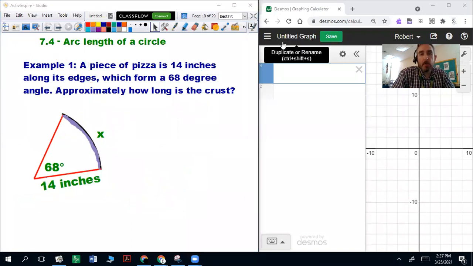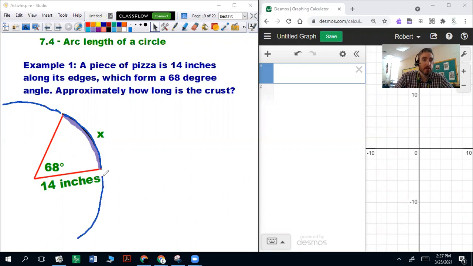Let's look at example 1. A piece of pizza is 14 inches along its edges, which form a 68-degree angle. Approximately how long is the crust? So I want to know this length here, x. So if I want to know that length, this 14, that's going to be the radius. Picture this just being a circle. Pizzas typically are in circles. So just imagine this is going to keep going around forever. And this is going to be your radius, 14. So our radius is 14.